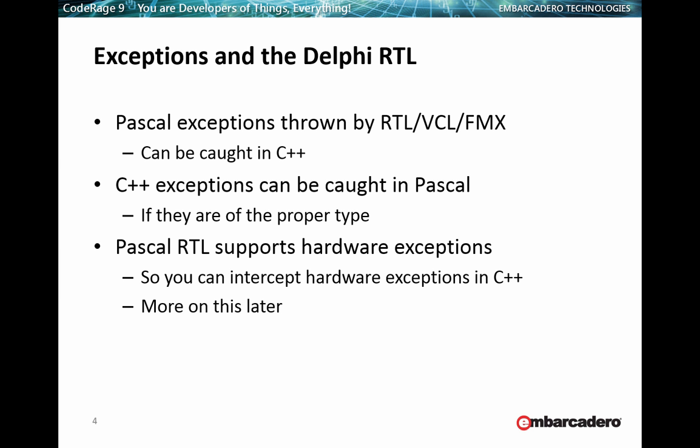I should have said that in C++ you can actually catch things like regular old integers and any type, whereas in Pascal you're restricted to catching exceptions that are derived from the T-object type. You can't catch a regular old integer in Pascal. The Pascal RTL supports hardware exceptions, and I'm going to get into a lot more later. But this is the mechanism by which we generally support intercepting hardware exceptions in C++.